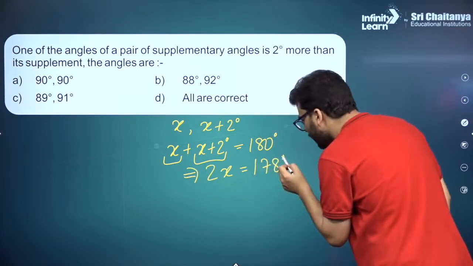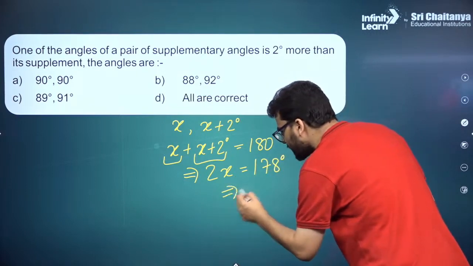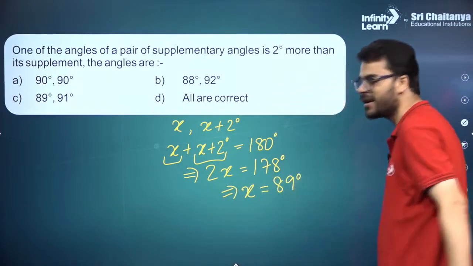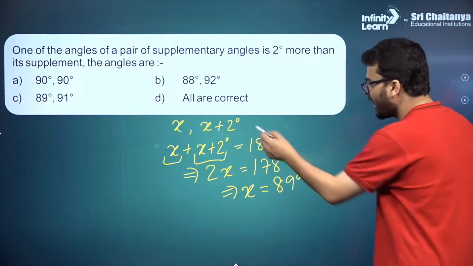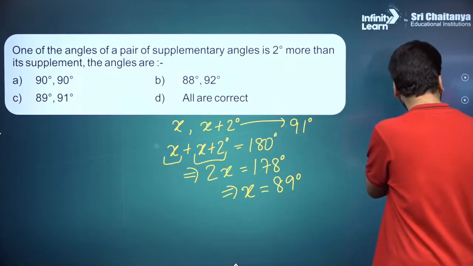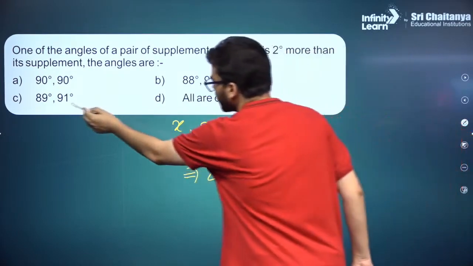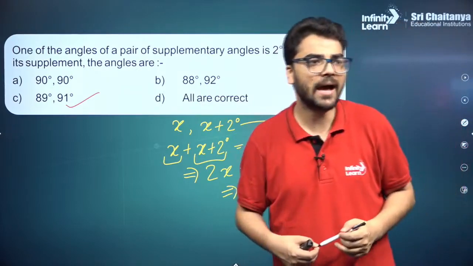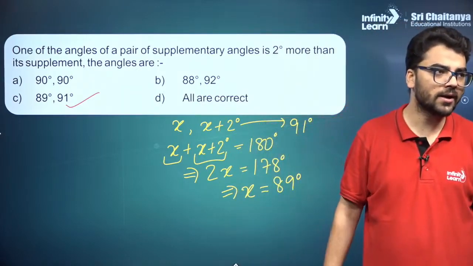So therefore the value of x will be what, guys? The value of x will be, 2 8s are 16, 2 9s are 18, 89 degrees. So one angle is 89, so x plus 2 will be what? 91. So 89 and 91 is the answer. Any doubt in the question, guys? 89 and 91. Is it clear? Bimla, Aditi, Shafi, Kunal already got the answer.